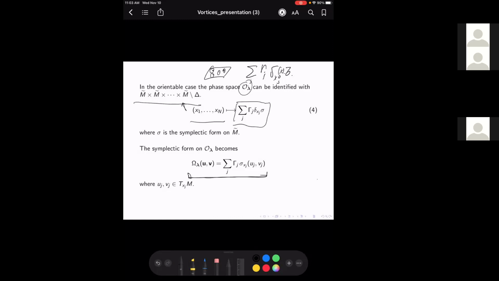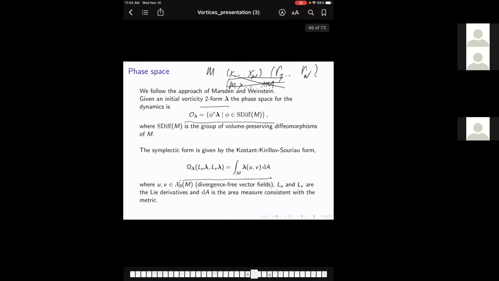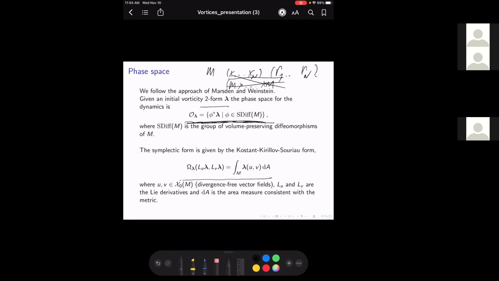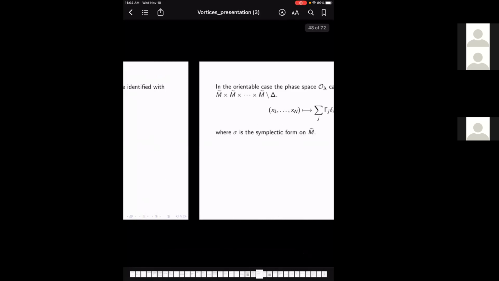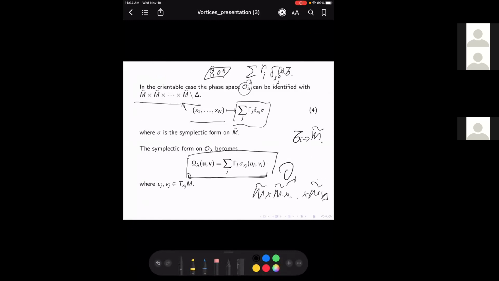Ah, right. So the symplectic form sigma is on M tilde, as you rightly said, right? But this big symplectic form is on O lambda, which is M tilde times M tilde times M tilde, minus delta. Okay. So what I'm saying is that the phase space of the fluid motion is this, O lambda, and this phase space is a symplectic manifold in and of itself, right? The phase space of motion of fluid on a symplectic manifold M tilde. We're using sigma, the symplectic form, and M in defining our sigma lambda.